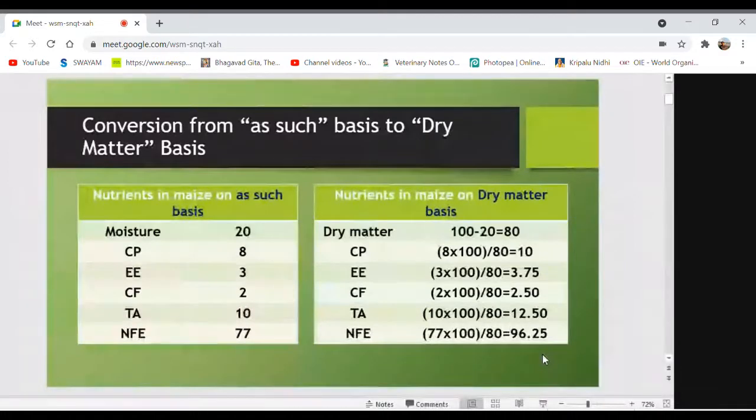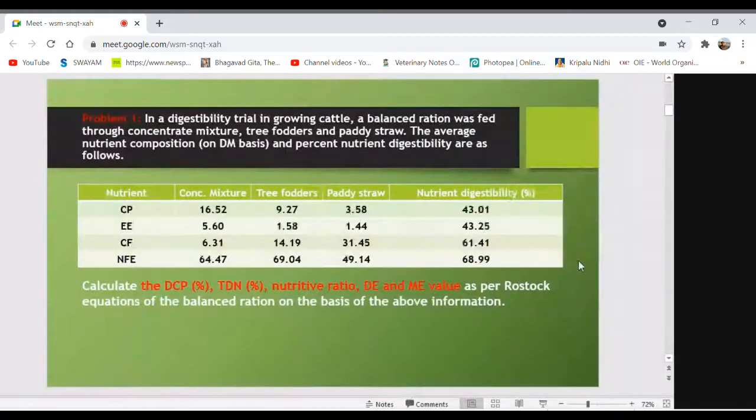Yes, sir. Okay, then I'll go for some more examples of calculation of this, whether it may be DCP or TDN or NR. So this is the question. In a digestibility trial in growing cattle, a balanced ration was fed through concentrate mixture, tree fodder, and paddy straw. That means these three things were given to them.